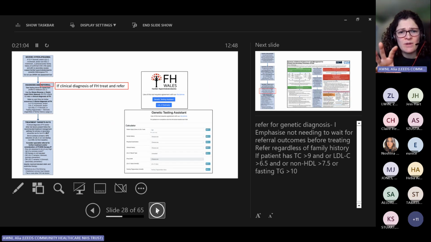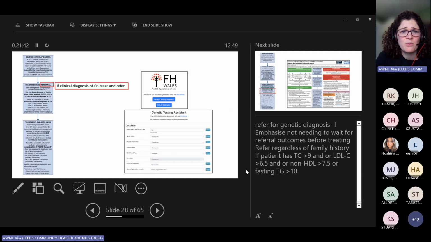So this is where we do the clinical diagnosis of FH. The FH Wales tool over here is for genetic testing. I recommend having a play with it, putting the values in these boxes. The blue boxes give you some more information, for example, about clinical examination or about untreated LDL. If the patient is treated with lipid lowering treatment, then you choose the option of which medication they are on, and then it gives you the calculation of whether they are qualified for genetic testing or not.